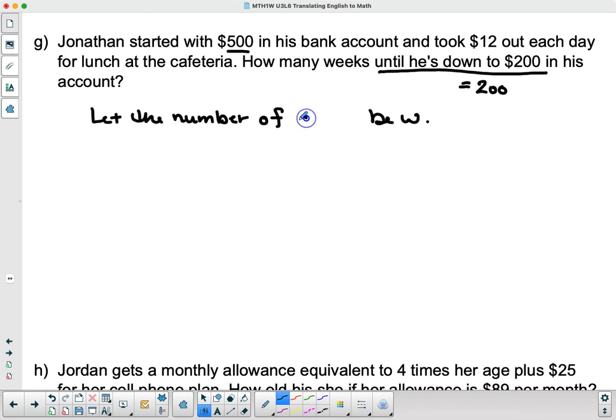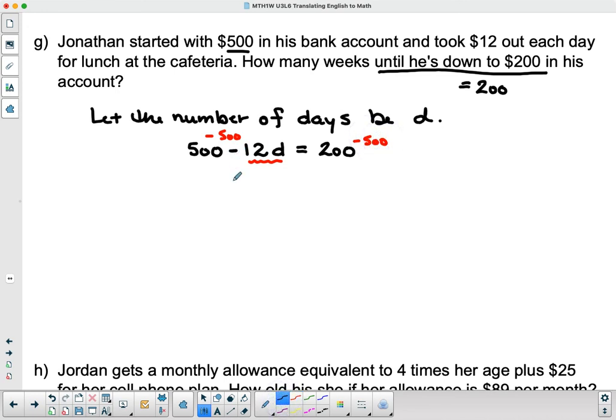So he took out a certain amount each day. So let's let the number of days be D, and I'm going to use a D for days to remind me that it's not weeks that we went up for here. So he's doing 500, taking out 12 each day, and we want to know how long until he has $200. So we need to get this by itself, so we're going to subtract 500 on both sides.